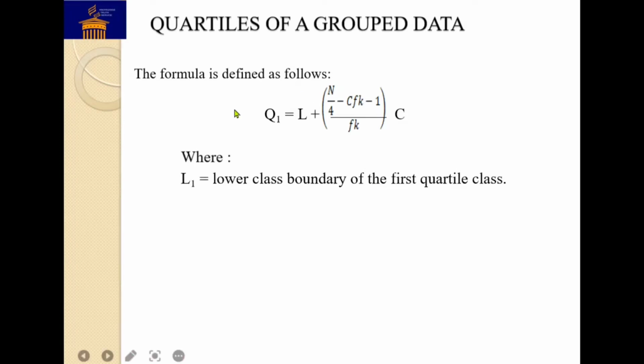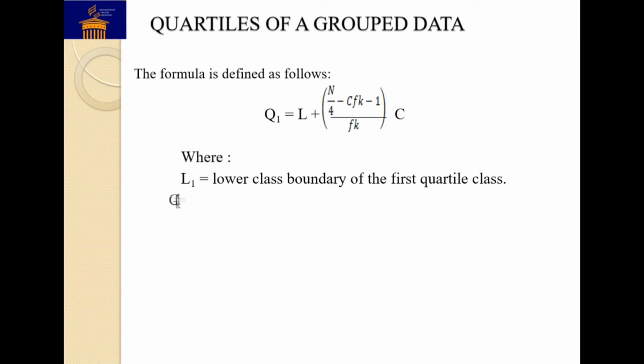The formula for the quartile is your Q1, this is your first quartile, equals your L, or your L1, which represents your lower class boundary of the first quartile class. Your N over 4 represents the quartile class. Your CF into K minus 1 represents the cumulative frequency before your quartile class. The F of K represents the frequency of the quartile class in question, and the C represents the class size.